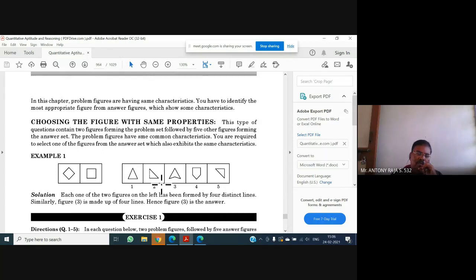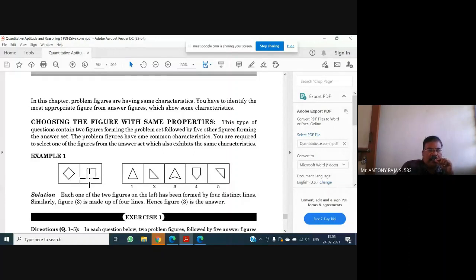Because in the first two, three lines are there. Three lines are joined, that's all. Fifth figure also three lines are there. Fourth, you see that five lines are there. Okay. But what about third one? 1, 2, 3 and 4 lines are there. So hence figure 3 is the correct answer based on the problem figure given. Understand? Or you can think in another way. Okay.